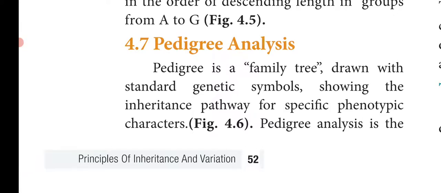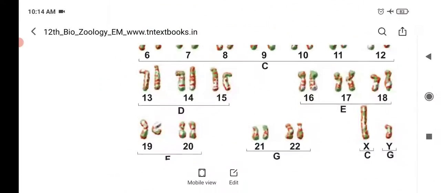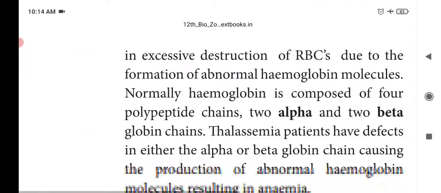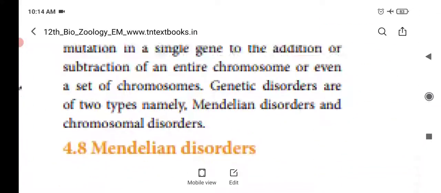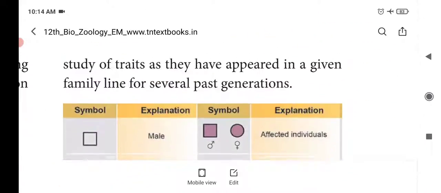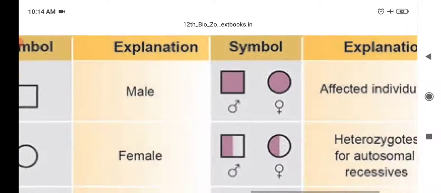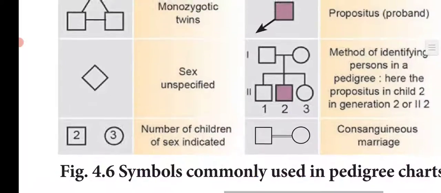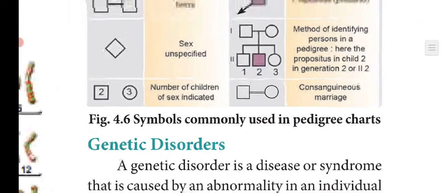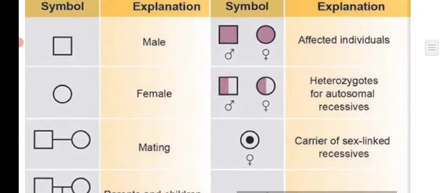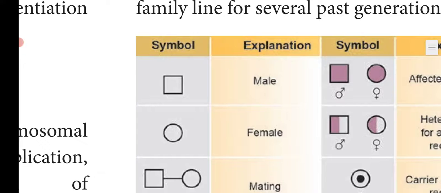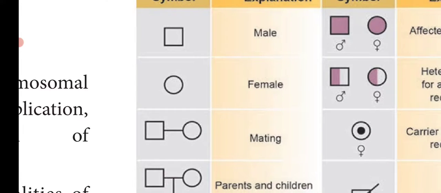Now we will see the pedigree chart. So this is the pedigree chart, showing symbols commonly used in pedigree charts. We will see them one by one. The first symbol denotes the male. And next is the symbol for female. And next, the male and female mating. So this is the symbol for mating.